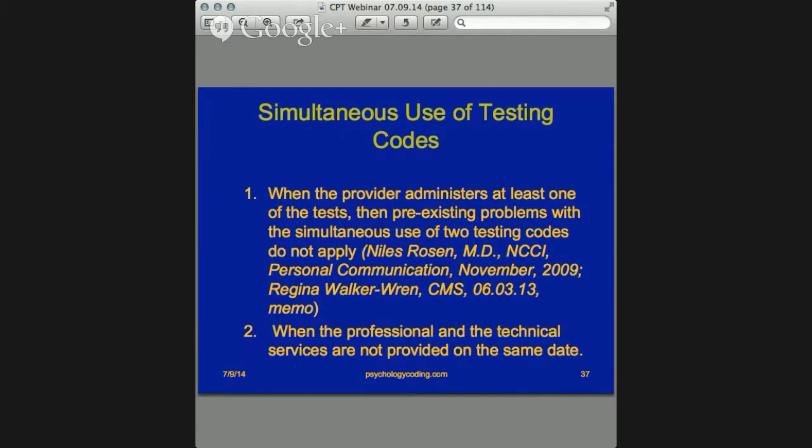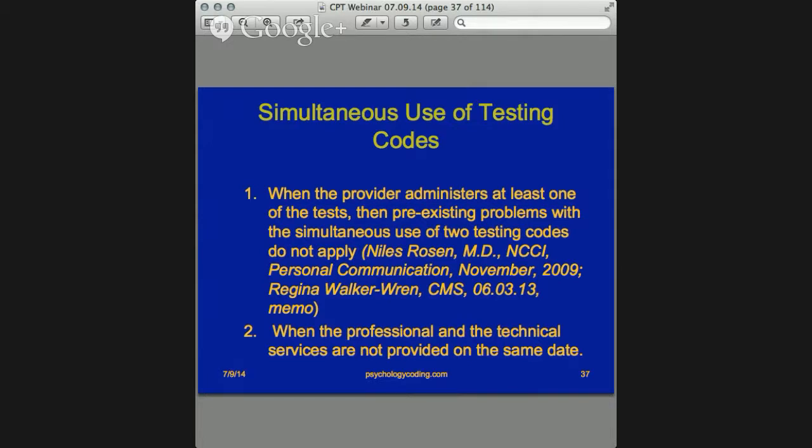Niles Rosen shared with us that when the provider administers at least one of the tests, then the pre-existing problems with the simultaneous use of two testing codes do not apply. So you may want to consider administering at least one of the tests. This was put out first by Dr. Niles Rosen in 2009, and Regina Walker-Wren, one of the chief medical policy officers for CMS, reiterated that in June of last year.